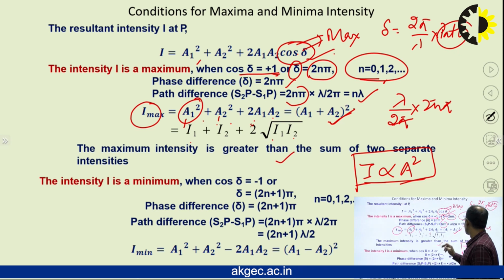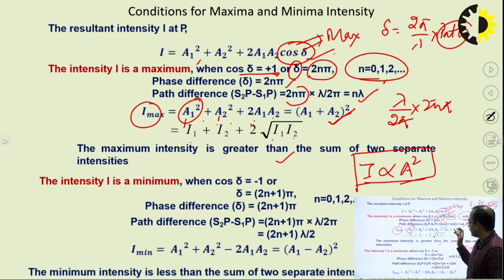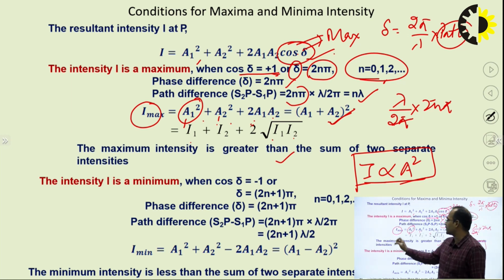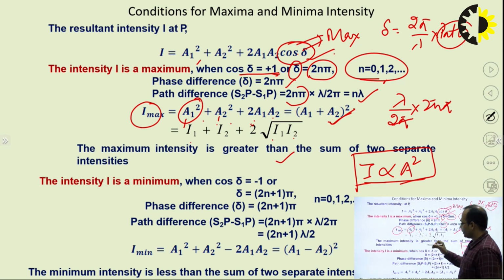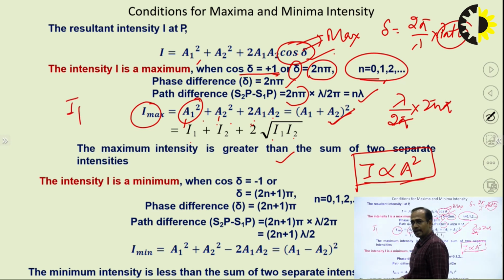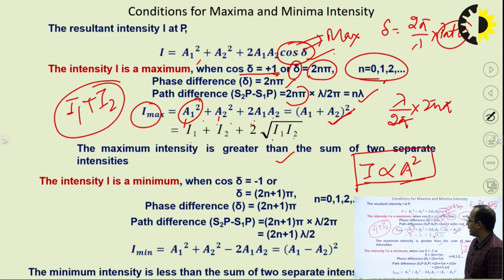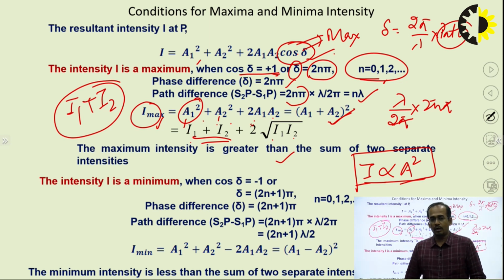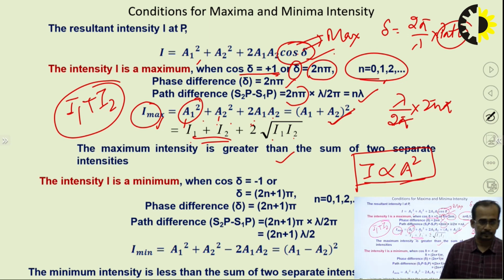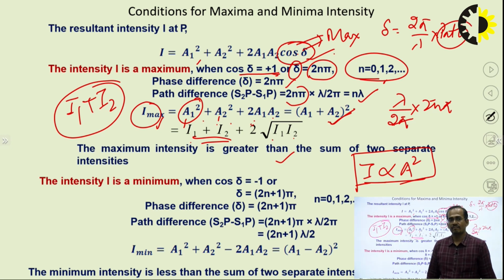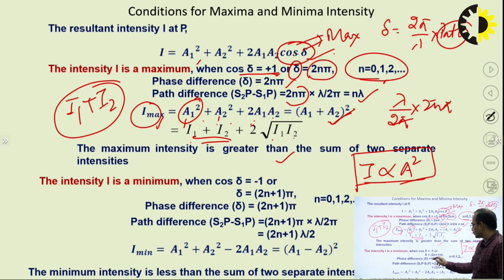This is the maximum intensity, and this is greater than the summation of two separate intensities. If I write here the intensity of wave 1 is I1 and intensity of wave 2 is I2, the summation of these two intensities is I1 plus I2, but this maximum intensity is greater than this I1 plus I2. Now the intensity I is minimum when cos delta is equal to minus 1. So when cos delta is equal to minus 1, delta will be equal to 2n plus 1 pi. So that is the phase difference.